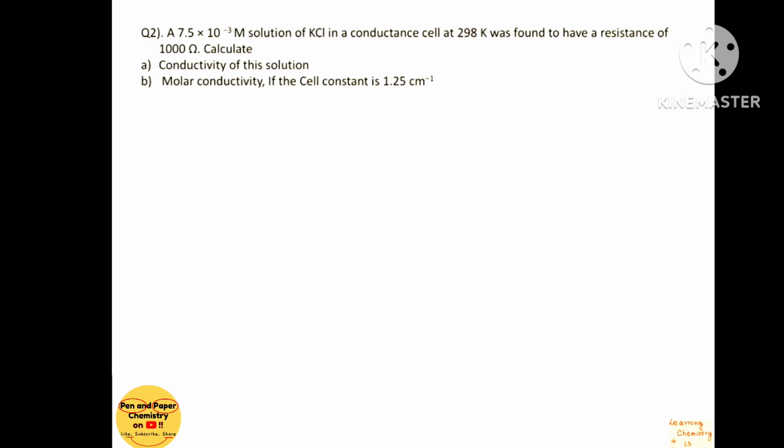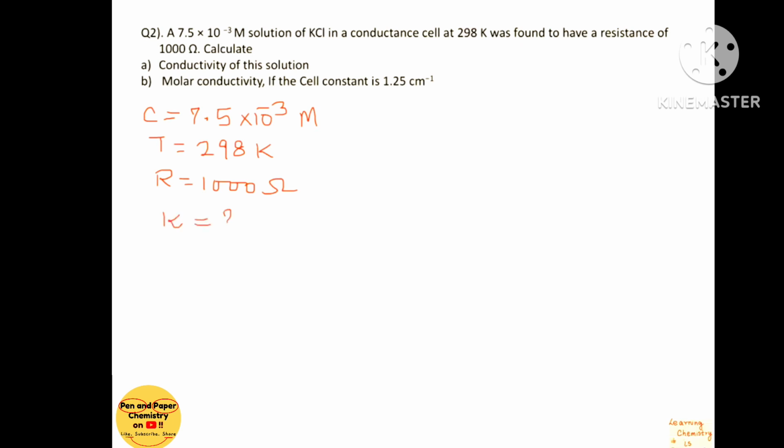So let's go ahead with this question. Would you like to jot down the values which have been provided to you, what all data has been provided? So we know that the concentration of the solution here is 7.5 into 10 to the power minus 3 molar. Do we need temperature? Yes, let us jot it down, there is no harm. This is the data which has been provided to us. Resistance is found to be 1000 ohms, or you can also write it as 10 to the power 3 ohms. Calculate the conductivity of this solution.